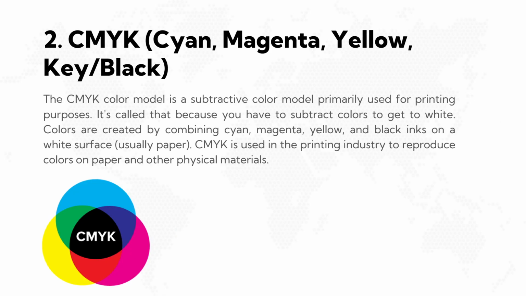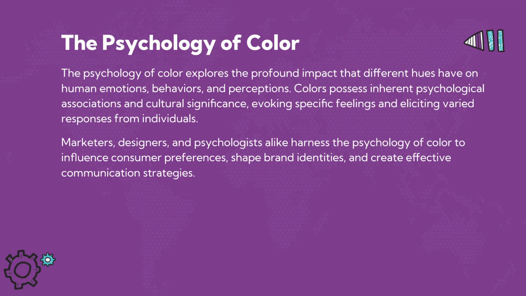We have CMYK. CMYK is what we call a subtractive color model, primarily used for printing purposes. It's called subtractive because you have to subtract colors to get to white, because the white is a sheet of paper. So you create a color by mixing four colors, which are cyan, magenta, yellow, and black, which is also called key, on a white surface. So it's mostly used in the printing industry to reproduce colors on paper and other physical materials. Let's go to the psychology of color.